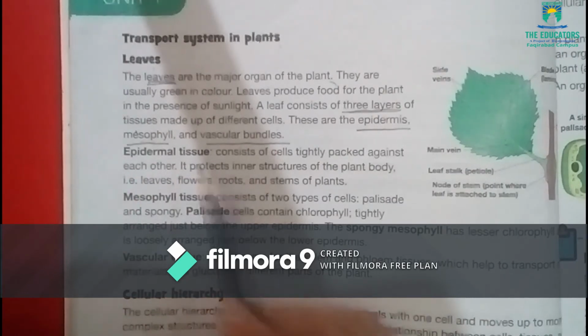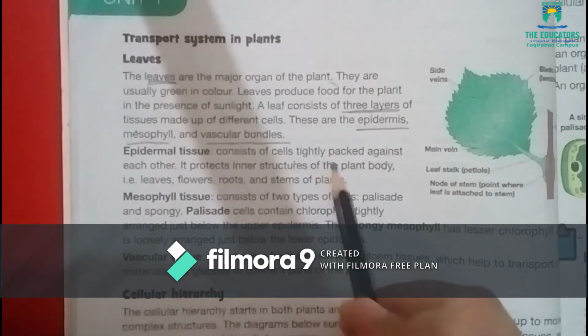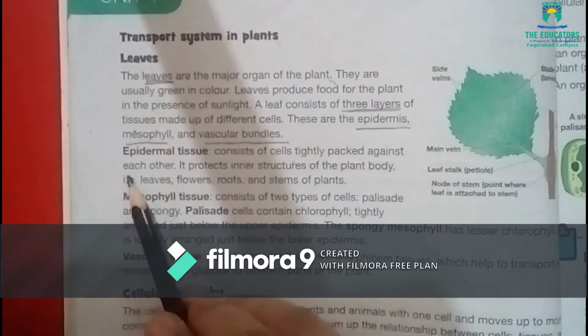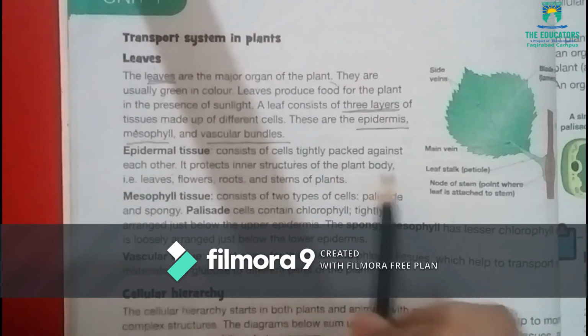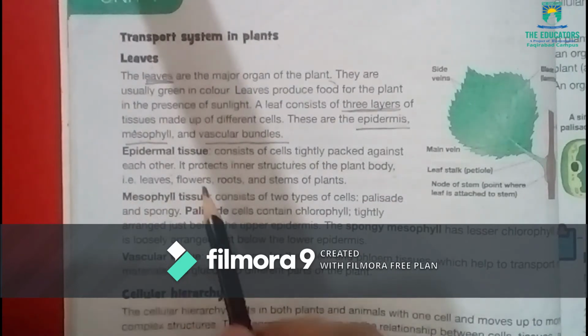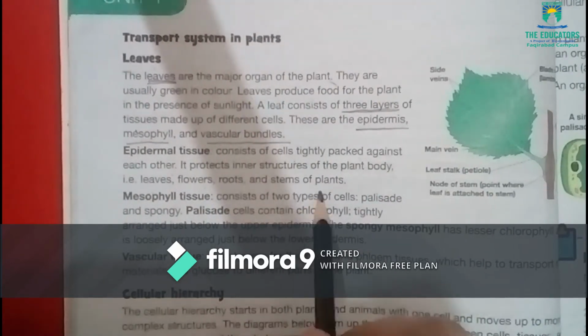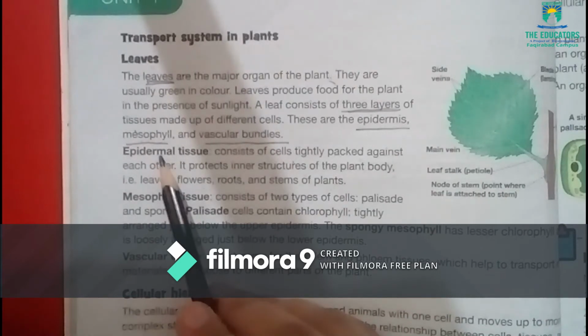Epidermal tissue consists of cells tightly packed against each other. It protects the inner structure of the plant body, that is leaves, flower, roots and stems of plants. Now epidermal tissue consists of cells which are tightly packed and it gives protection to the inner structure of the plant body.